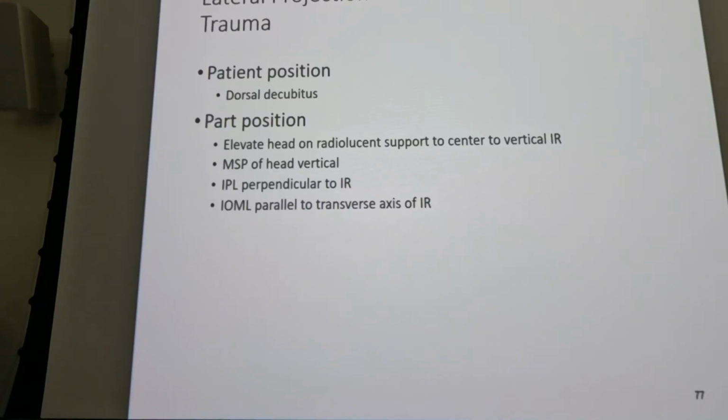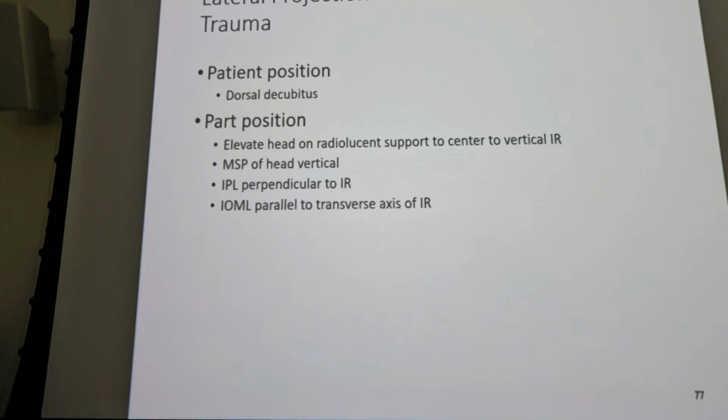So trauma positioning is going to be cross table. Everything still applies. Really, you're not going to worry at all about the OML and whether or not it's going to be parallel to the long axis of the image receptor. Mainly what you're going to be looking for is, did you get a good lateral? That's number one. And number two is, is there an air fluid level in the sphenoid sinus?